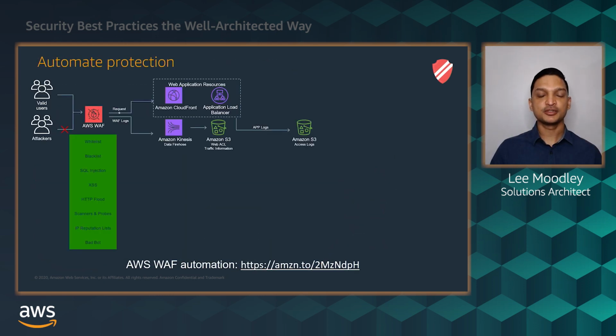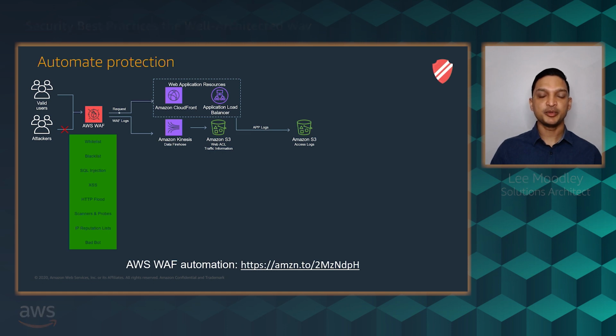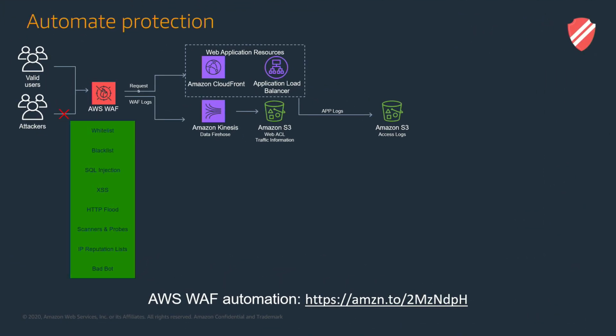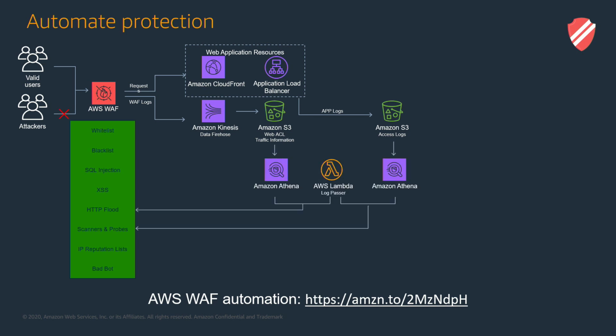Infrastructure protection can also be automated. In this example, we have an AWS WAF that's protecting a CloudFront and an Application Load Balancer. We're then using Kinesis Streams or Kinesis Firehose to port those logs into Amazon S3. Athena gives the ability to scan those logs, and an AWS Lambda log parser then notifies and updates my AWS WAF when an attack is detected, such as an HTTP flood attack.